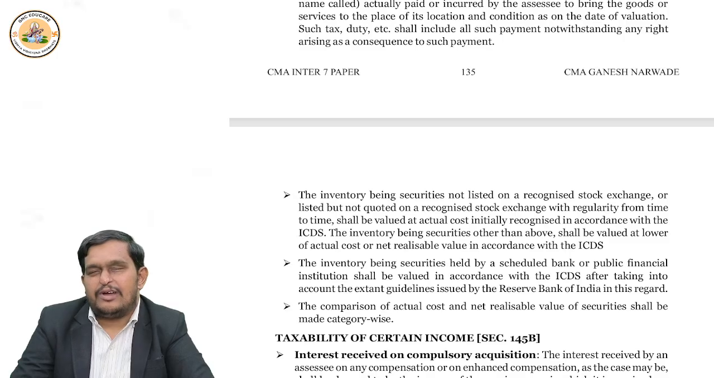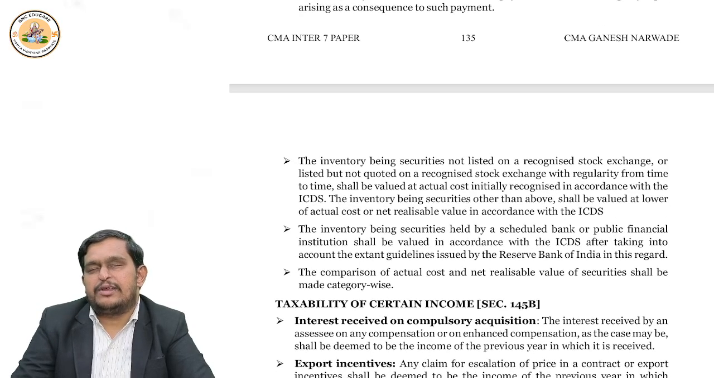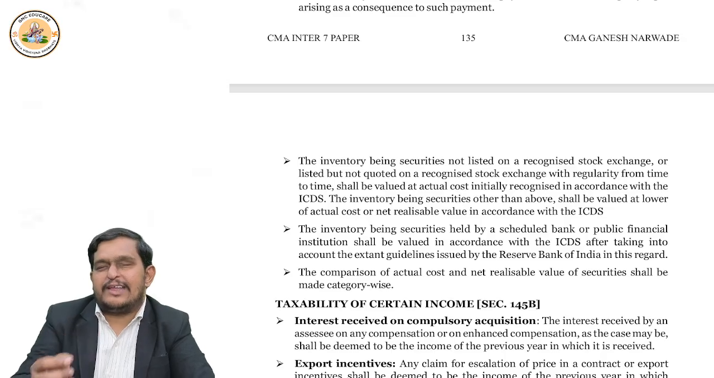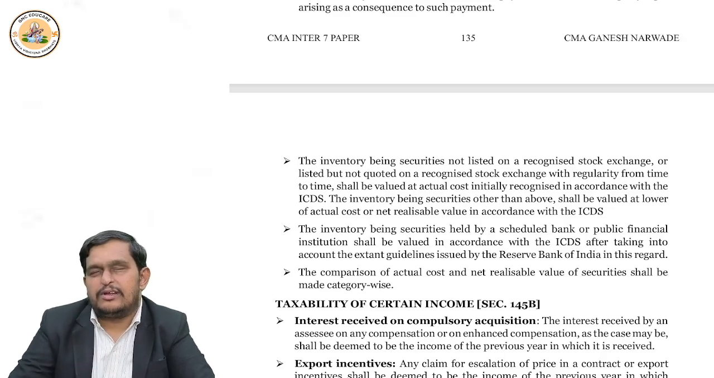Right? Now, I'll tell you one thing. If shares are listed on the stock exchange, then whatever price is shown on the stock exchange, that will be the value, no doubt. If it is unlisted, unquoted shares or securities, like equity oriented mutual funds, units of business trust, these are also traded now.